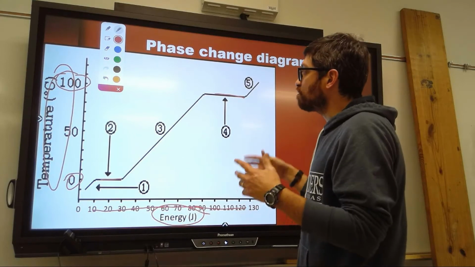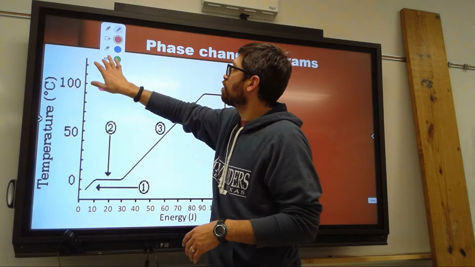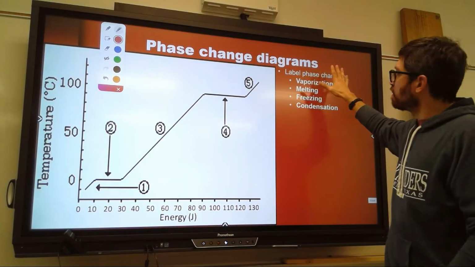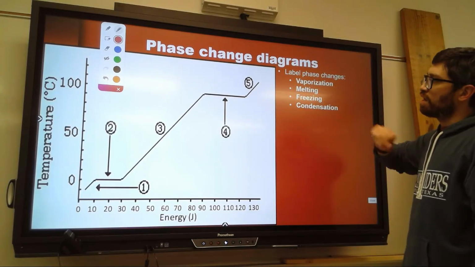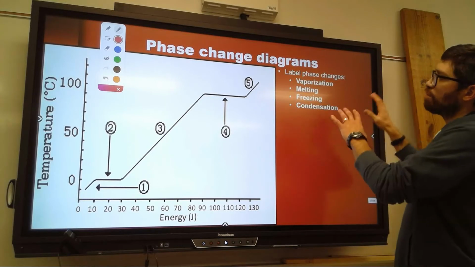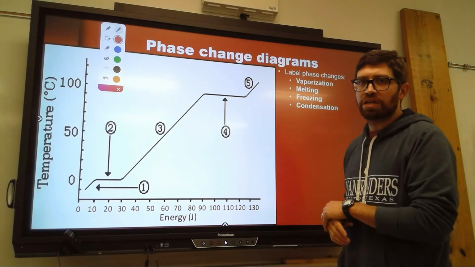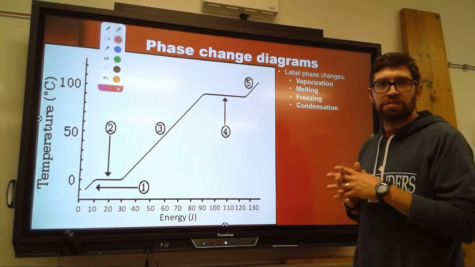But there are some phase changes that take place too, and that's what the line indicates. So let's go ahead and look at some of those. First thing we want to do, hopefully you can see this, it says label the phase changes, and there's vaporization, melting, freezing, and condensation. I just want to label those on this diagram. So take a minute, just pause the video real quick and see if you can label where these 4 things need to go.